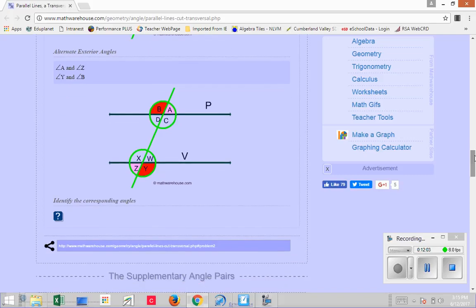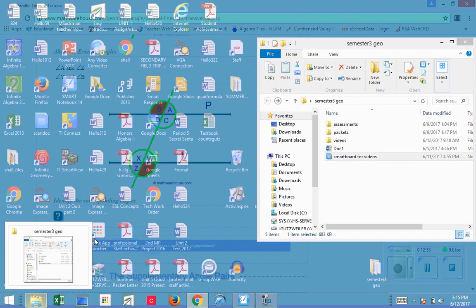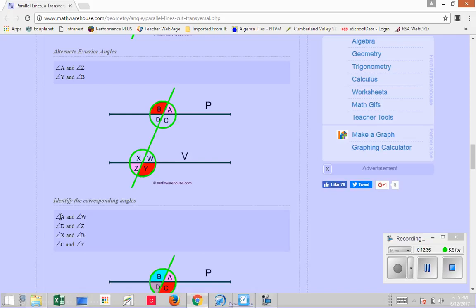Next, it's asking for corresponding angles. So corresponding angles, remember, when I'm looking at where the line intersects with the transversal, there's four angles that are formed. So angle A corresponds with angle W. Angle A and W are corresponding angles. Similarly, C and Y are in the same spot, so angle C and angle Y are corresponding angles. Angle Z and angle D are corresponding angles. And lastly, angle X and angle B, those are corresponding angles. And we could check to make sure that we have them all, which we do.